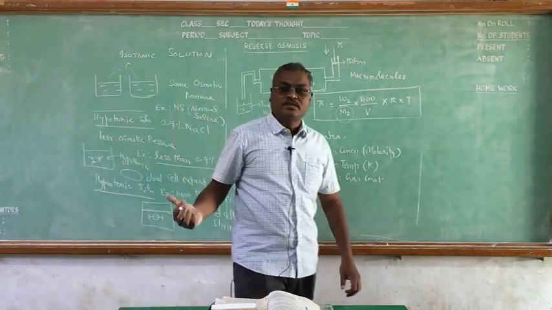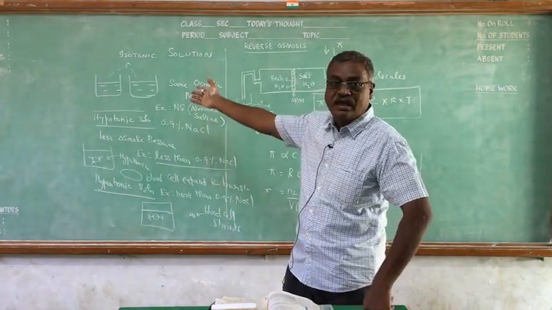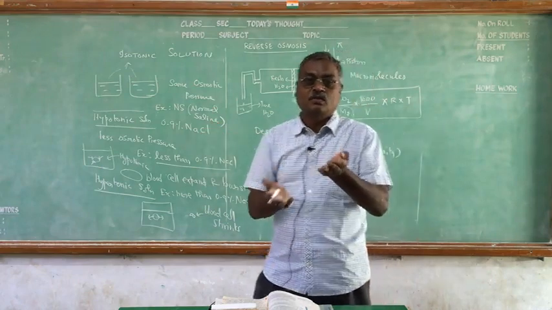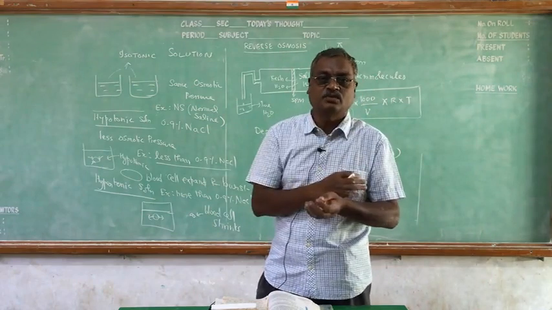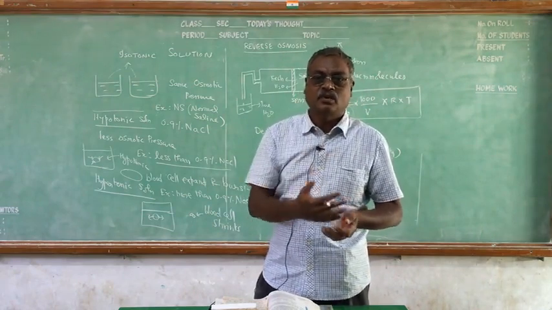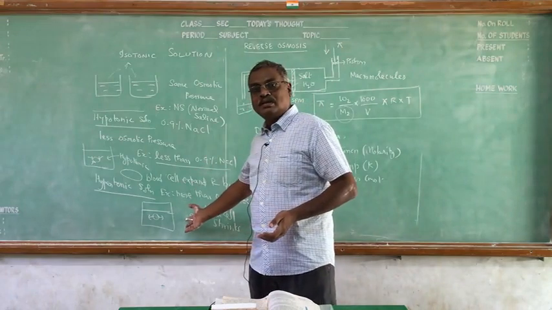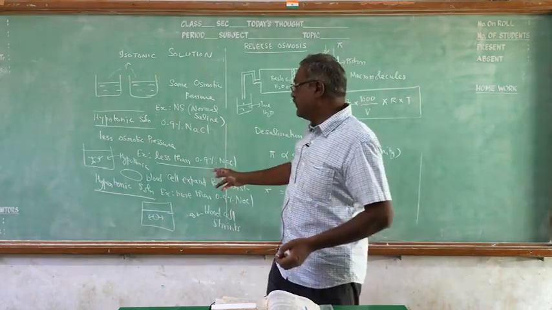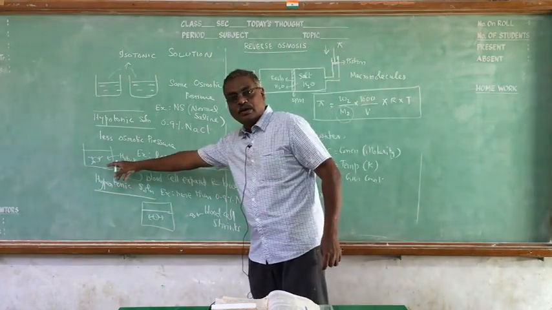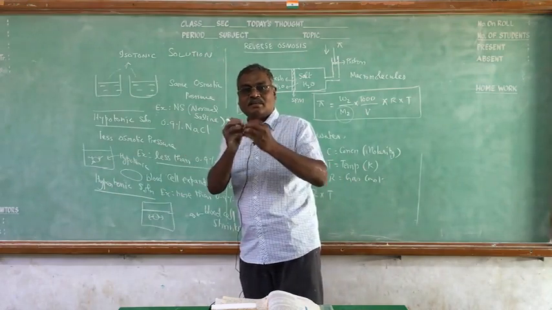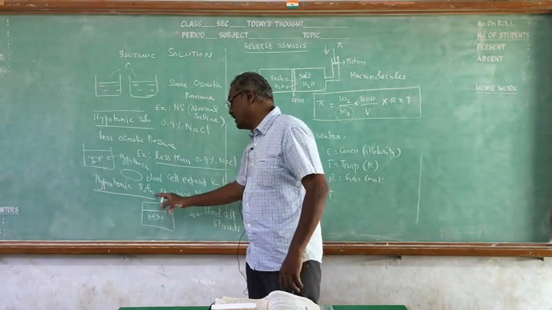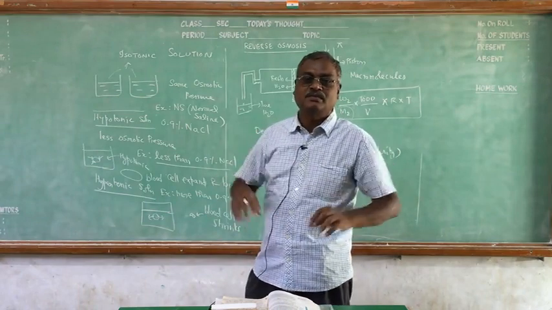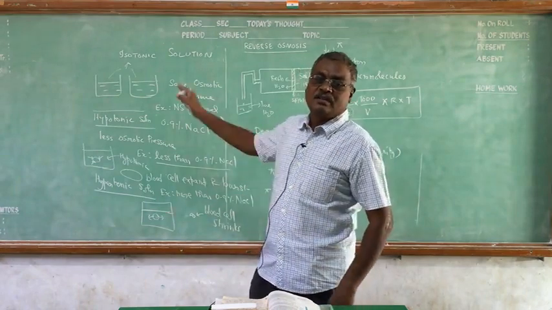So these are the three types of solution. Isotonic solutions have the same osmotic pressure. Hypotonic solution: if I compare two solutions, one has less osmotic pressure than the previous one. The less osmotic pressure is called hypotonic. The last one is hypertonic, which has more osmotic pressure than the previous one. If I keep a blood cell in a hypotonic solution, the blood cell increases in size and bursts. If I keep a blood cell in a hypertonic solution, the solution from inside the blood cell comes out, and the blood cell will shrink.